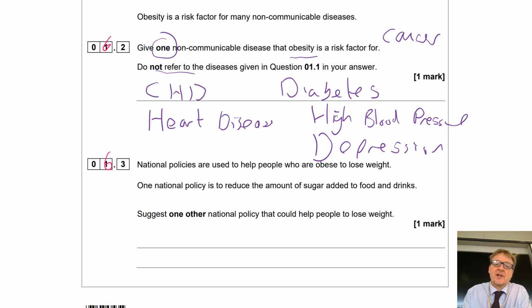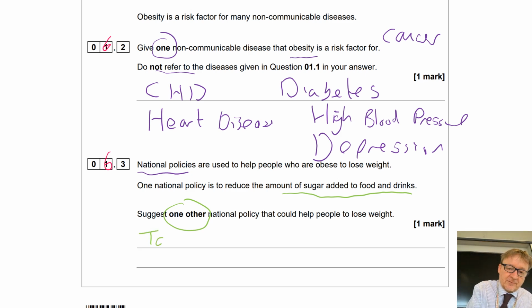Question 1.3. National policies, right, so we're talking about policies, are used to help people who are obese to lose weight. Okay, so it's like a government thing that's been introduced to help people actually lose a bit of weight. One national policy is reduce the amount of sugar added to food and drinks. Suggest one other national policy. So they're not after a theory, what they're after is a policy that could be put into place to help people lose weight.